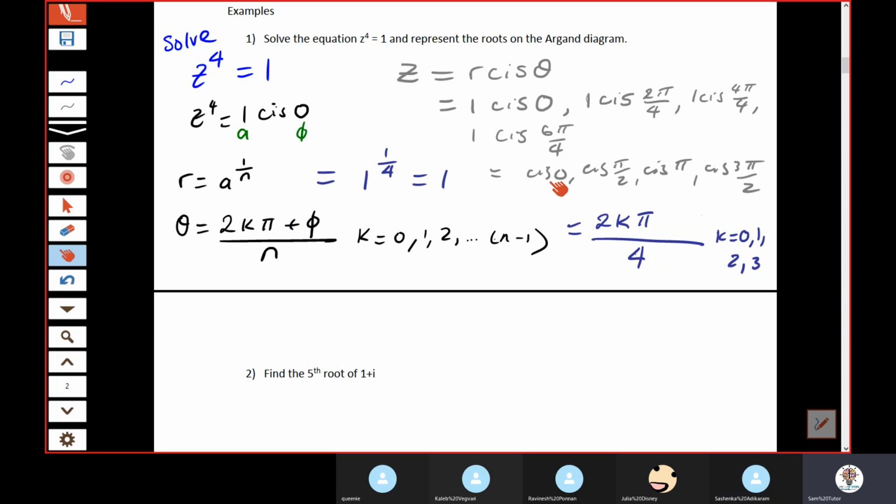If it's ±1, can we check some of these? cis 0. Can you guys plug that into your calculator as cos 0 and sine 0? What do you get? Well, let's check what the actual Cartesian answers are. That's where you stop, but I just want to show you something else. So cos 0, sine 0, get me an answer. What do you end up getting?